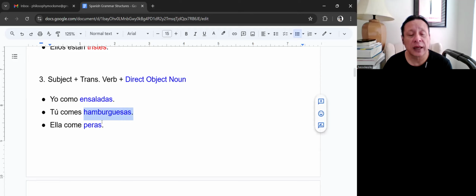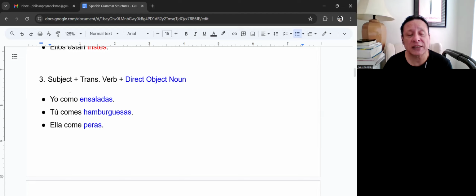And another example, ella come peras. If you flip-flop the R and the A, you have the word pears in English, and that's what it is. It's pears. Ella come peras. Okay, so easy.